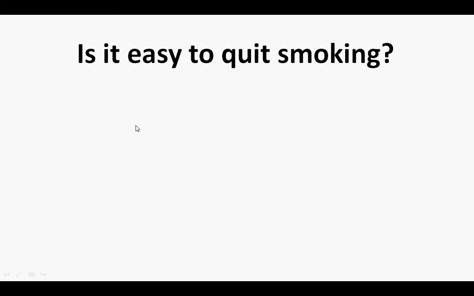This is an example of a rhetorical question. Is it easy to quit smoking? If you find it in a reading text, the writer doesn't expect you to say yes or no. No, he doesn't expect that. He is giving you the question in order to attract your attention because he is going to provide the answer after that.